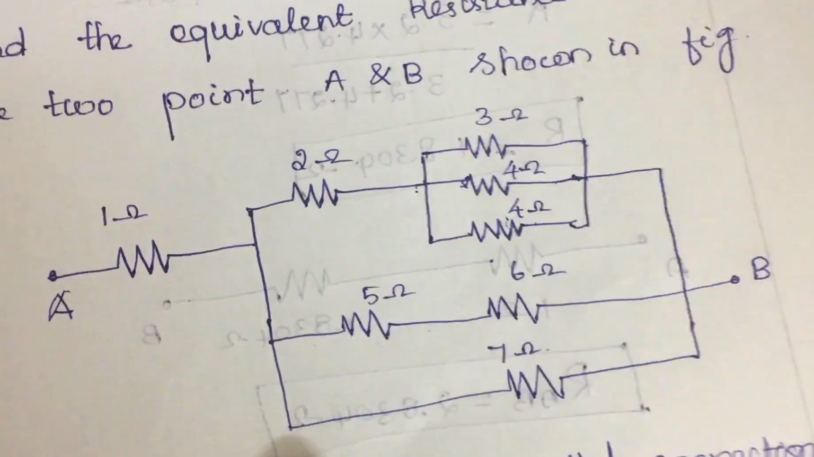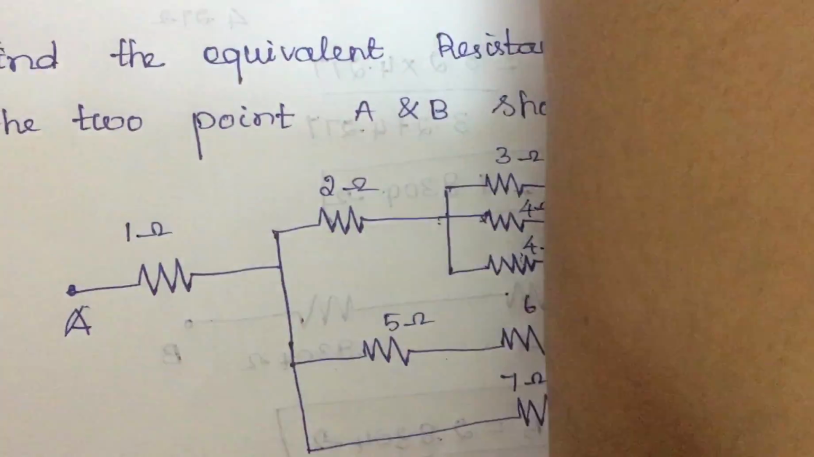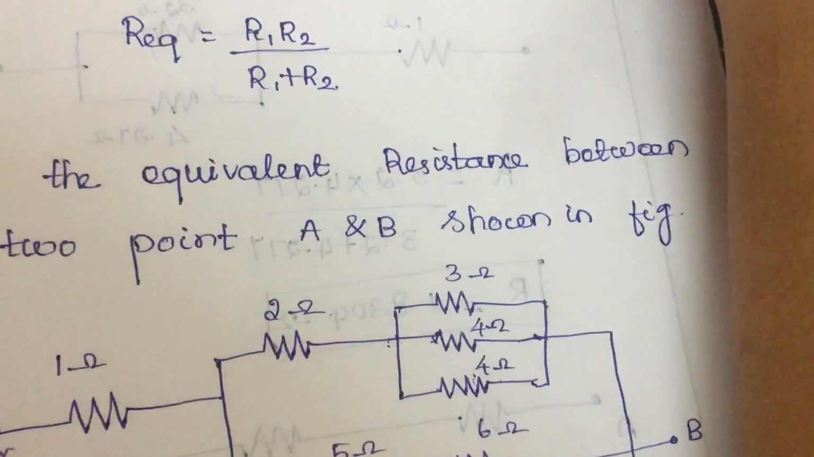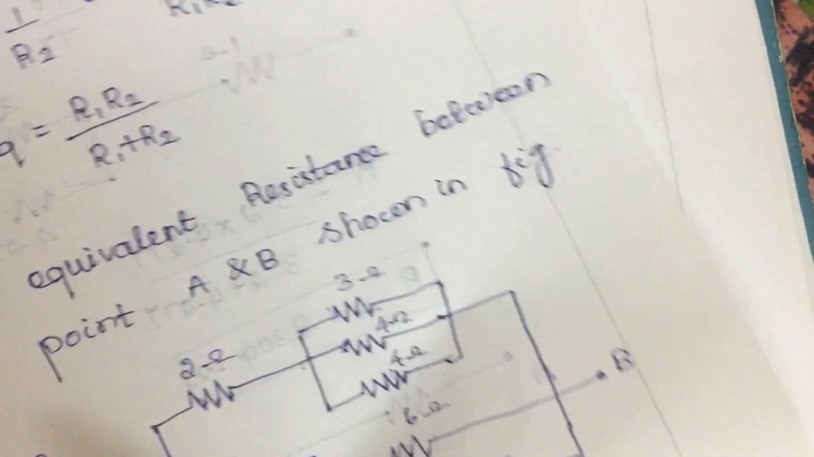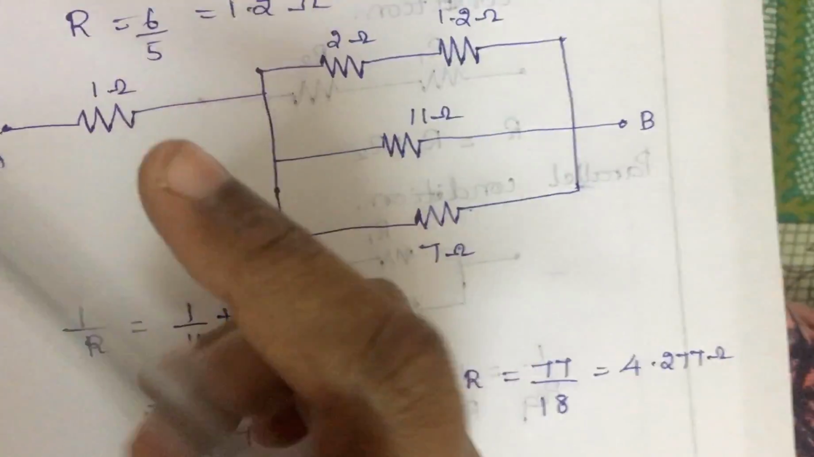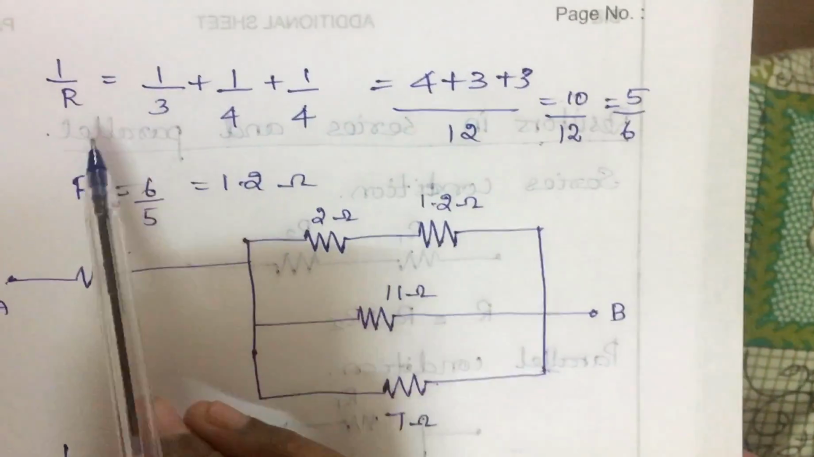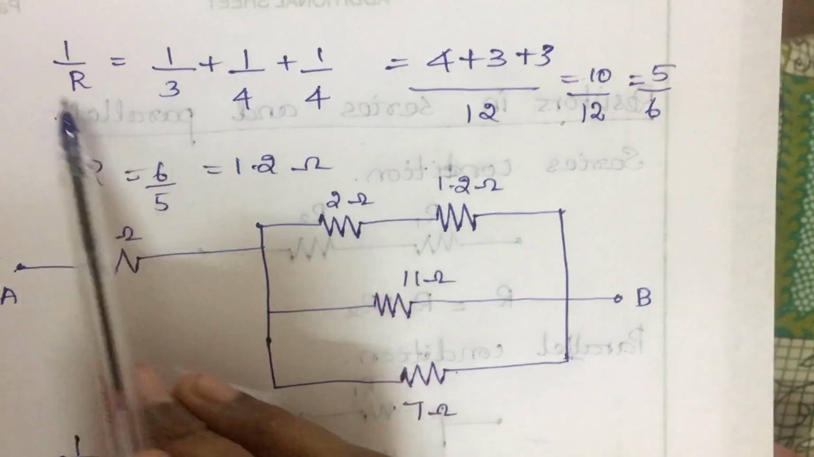So what is the parallel condition? How can you solve the parallel resistor? What is the formula for solving the parallel resistor? For that, here see, listen, the resistors 3, 4, 4 are connected in parallel.